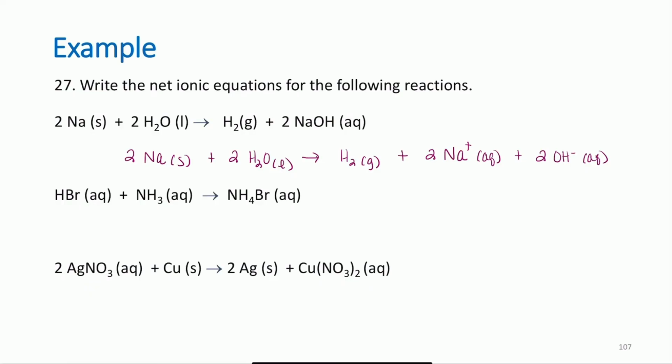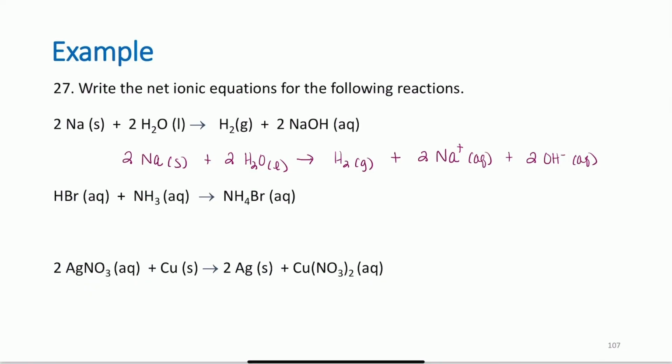We have HBr plus NH3 giving me NH4Br. Okay, this next one's actually kind of tricky. NH3 aqueous, ammonia aqueous. Ammonia is actually a gas. It's NH3 gas, and we bubble it through water. And when we do this, what we actually create is NH4OH. That's what's actually existing in solution.